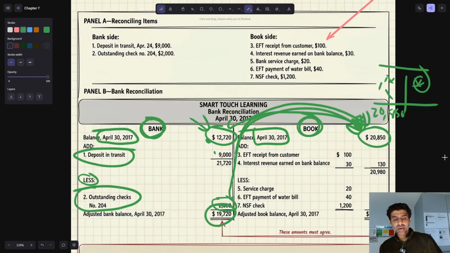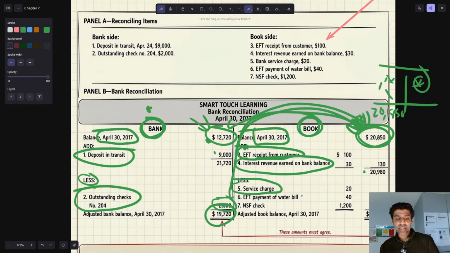Okay, so now we take everything that's in the bank statement that's not in the accounting system and do the same thing. We start with the book balance. We have some EFT payments, and again this information is going to come from the bank statement. These are additions, so we're going to add this. And then we have a bunch of other items: service charge, an EFT payment, which is the amount that we paid out, and an NSF check. We have these negative adjustments.